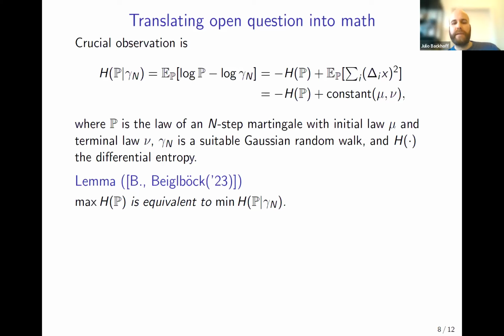Okay, so this is the important step. From now on, in this couple of slides, I will be discussing results jointly with Matthias Weigelbuch. And this was our first observation. This is actually a martingale transport problem in discrete time. So you're optimizing over martingales in discrete time with given initial and terminal distributions. And you're trying to maximize the differential entropy. By the above computations, this is equivalent to minimizing the relative entropy with respect to the Gaussian random walk.